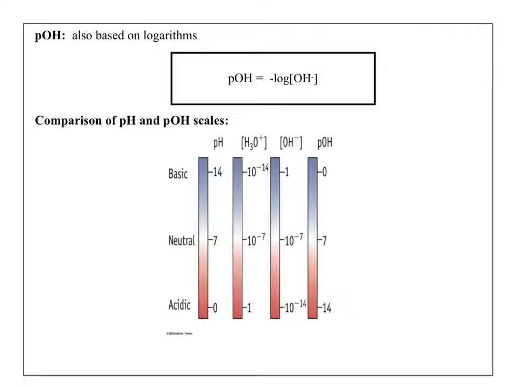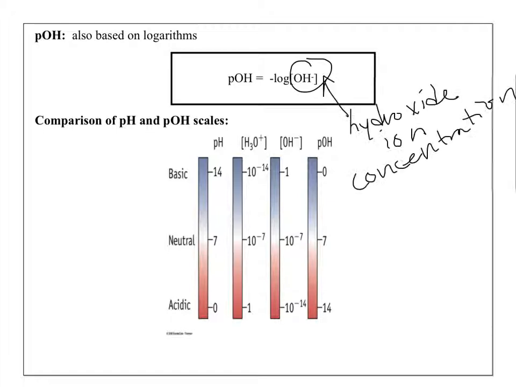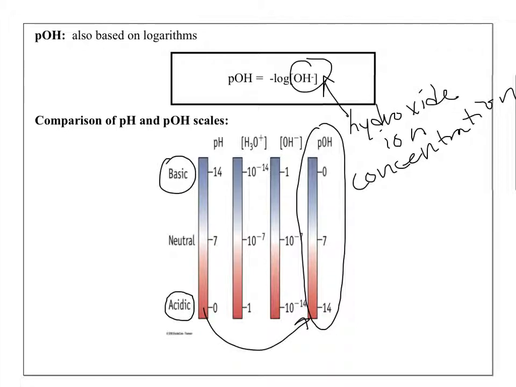There is also a pOH scale, which is based on the hydroxide ion concentration, the other ion that is in water. This scale isn't used as commonly, but it is calculated the same way that pH is calculated, the negative log of, this time, the hydroxide ion concentration. The pOH scale also ranges from 0 to 14. However, the acidic end is now 14, and the basic end is now 0. This is the opposite of the pH scale, which you can see represented right here.